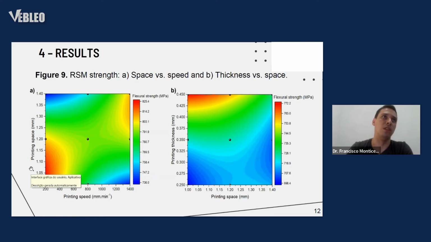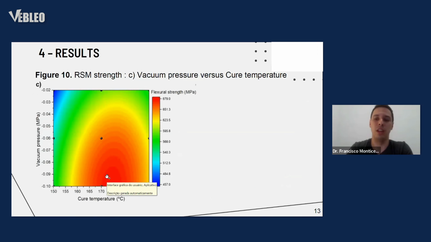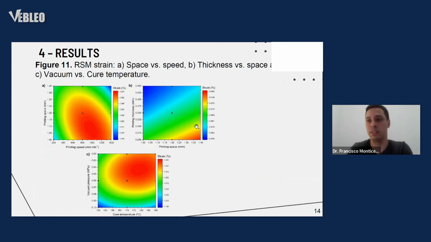Here, for lower space and lower speed, we have the higher mechanical behavior, because we have an overlayer here, and we have an increase in the diameter here with the low speeds. And here the same. And for cure temperature, the most appropriate value to increase the mechanical behavior is the intermediate cure temperature with intermediate to the highest vacuum pressure. This result was for the RSM of strength, and for the modulus it is the same trend.